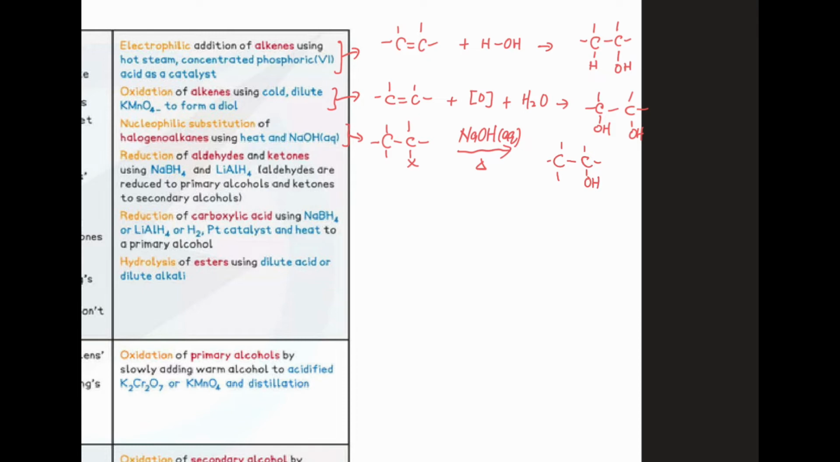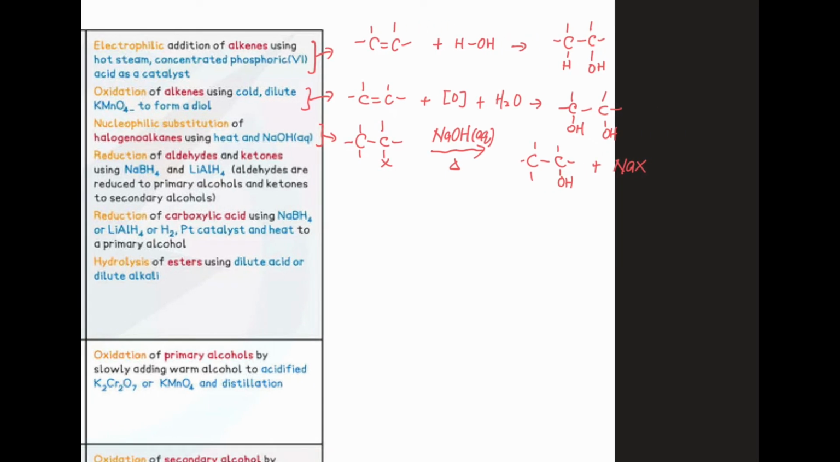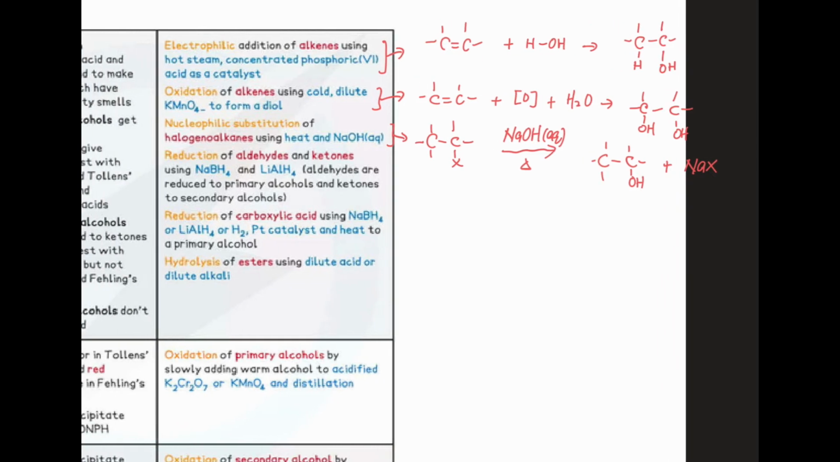Okay, so something like this, and then plus NaX. NaX, the sodium hydroxide becomes sodium X, sodium chloride, for example. Okay, now we look at the next one.